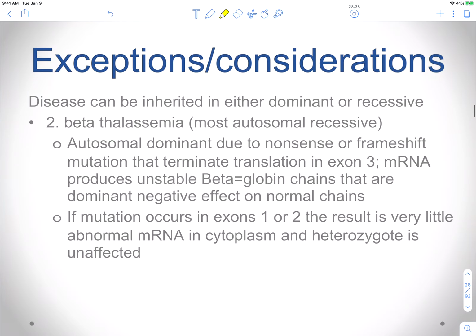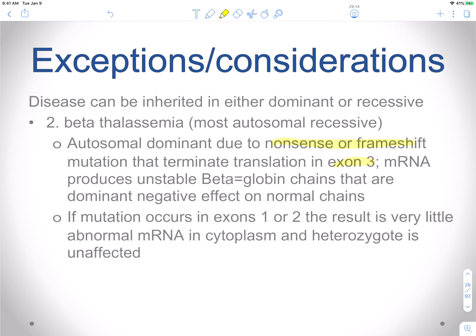We have also beta thalassemia. This could be inherited either as dominant or recessive, and most are going to be autosomal recessive. The dominant form is going to be due to a nonsense or frameshift mutation, and that's going to terminate translation in exon 3. So you get an unstable beta globin chain, which has a dominant negative effect on normal chains. If the mutation occurs in exons 1 or 2, the result is very little abnormal messenger RNA is made, and the heterozygote is unaffected.